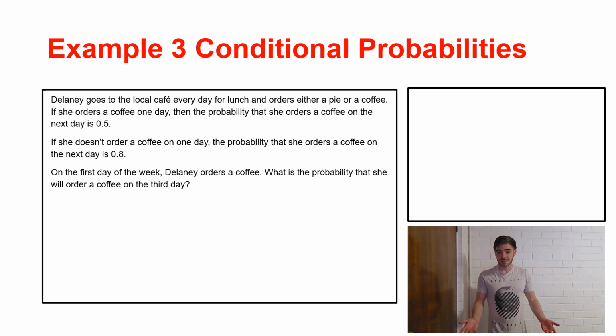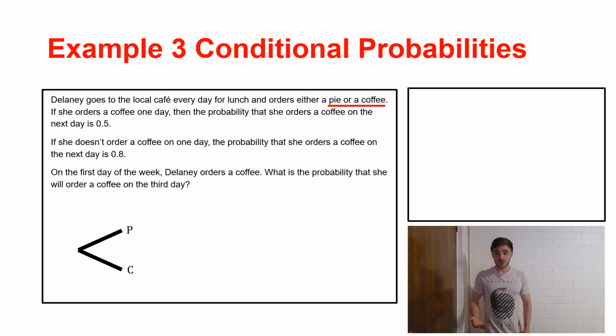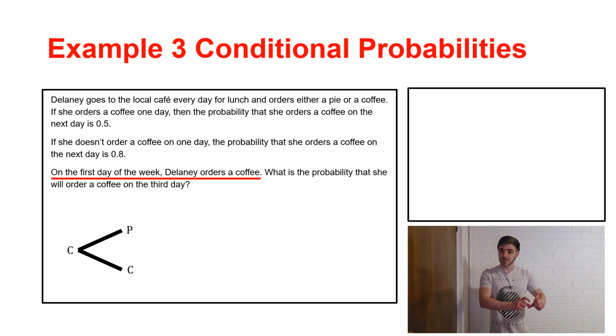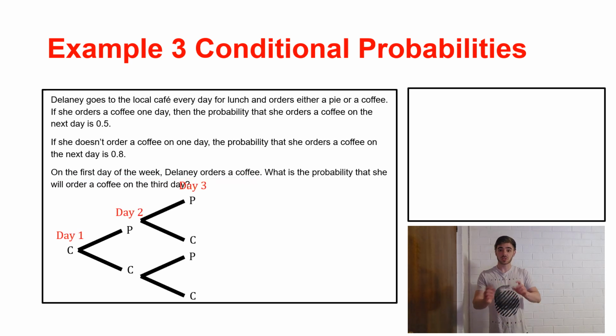So, just like before, we're going to start by figuring out what are the potential outcomes for our experiment. And in this case, we're either ordering a pie or ordering a coffee. We're told to start our tree diagram with a coffee, and we have to fill out an additional 2 stages because we're looking at 3 days in total.